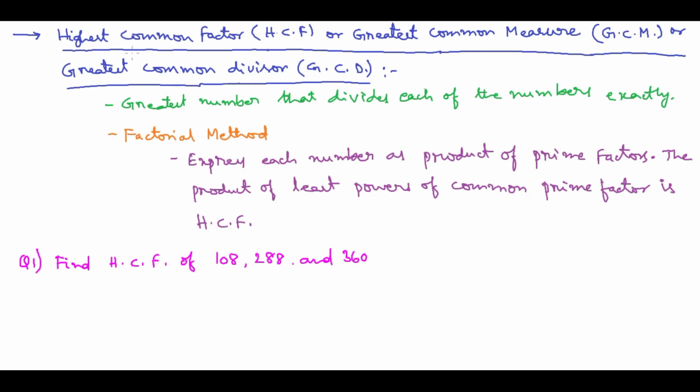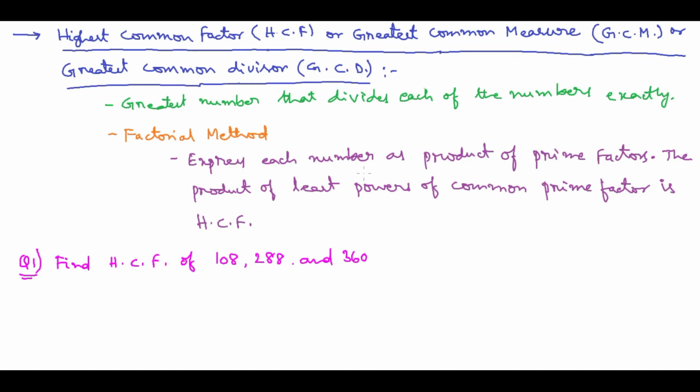So here is an example. I have marked it as question 1. This is a problem. For understanding, I have clubbed both of them, and since it is a very small topic, it is sufficient for us to catch up on both of them. Find the HCF of 108, 288 and 360. By the factorization method, how can we deal with it?